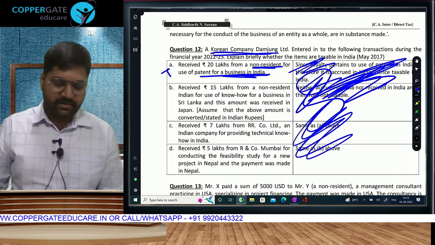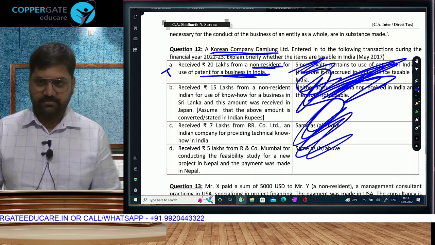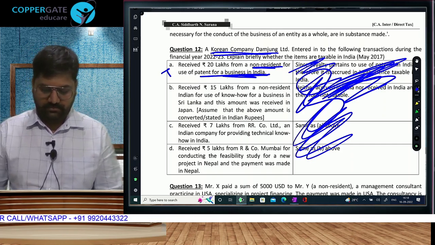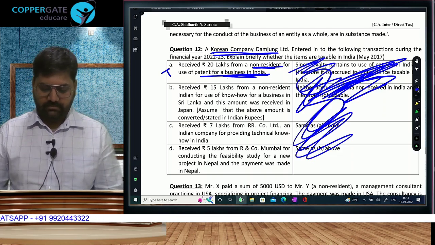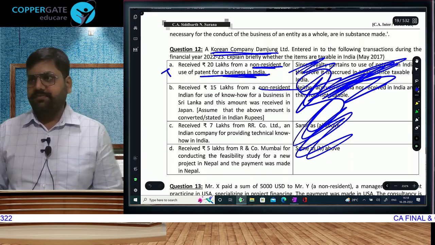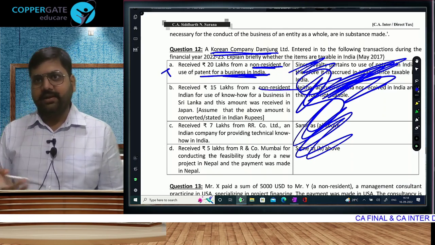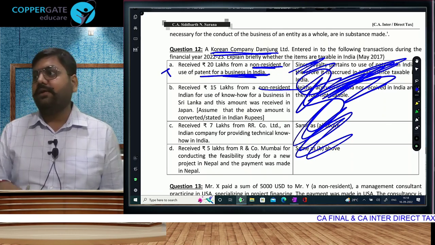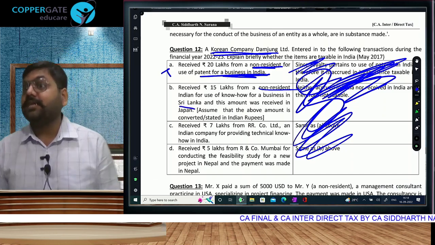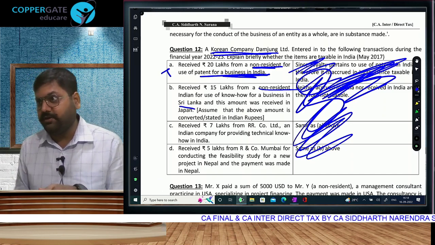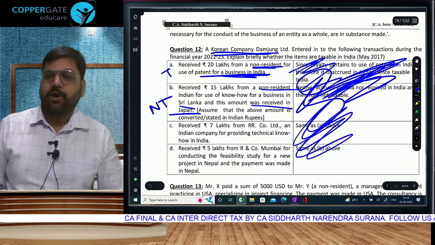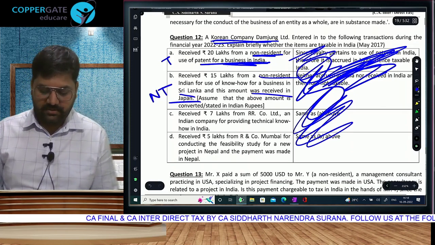Play these games. Second: received 15 lakhs from a non-resident Indian for use of know-how for a business in Sri Lanka, and this amount was received in Japan. Assume that the above amount is converted and stated in Indian rupees. Payer is non-resident. If it was government, Indian income. If it was resident, Indian income except if used outside India. If it is non-resident, then it can be Indian income only if used in India. Where was it used? And by chance, if the payment was happening in India, then we would have still called it Indian income. But here, the payment also happened outside, and therefore it is not taxable because it is foreign income of a non-resident. Very good. Next.